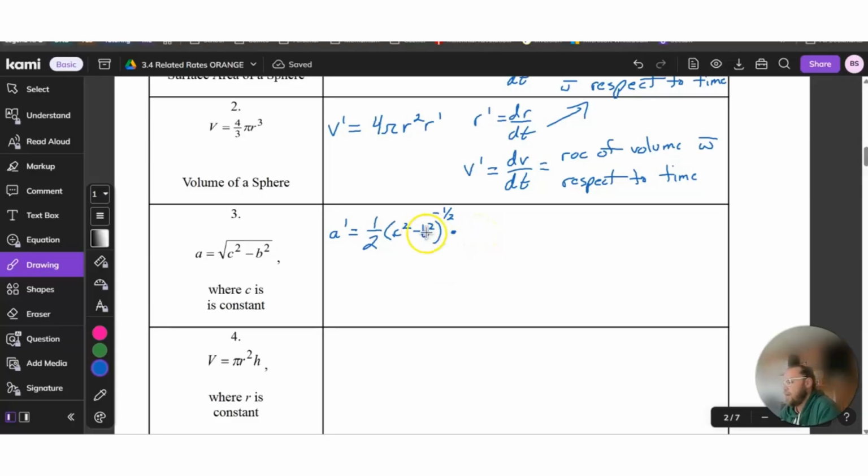But what about the negative b squared? What would that become? I heard somebody say negative 2b b prime.